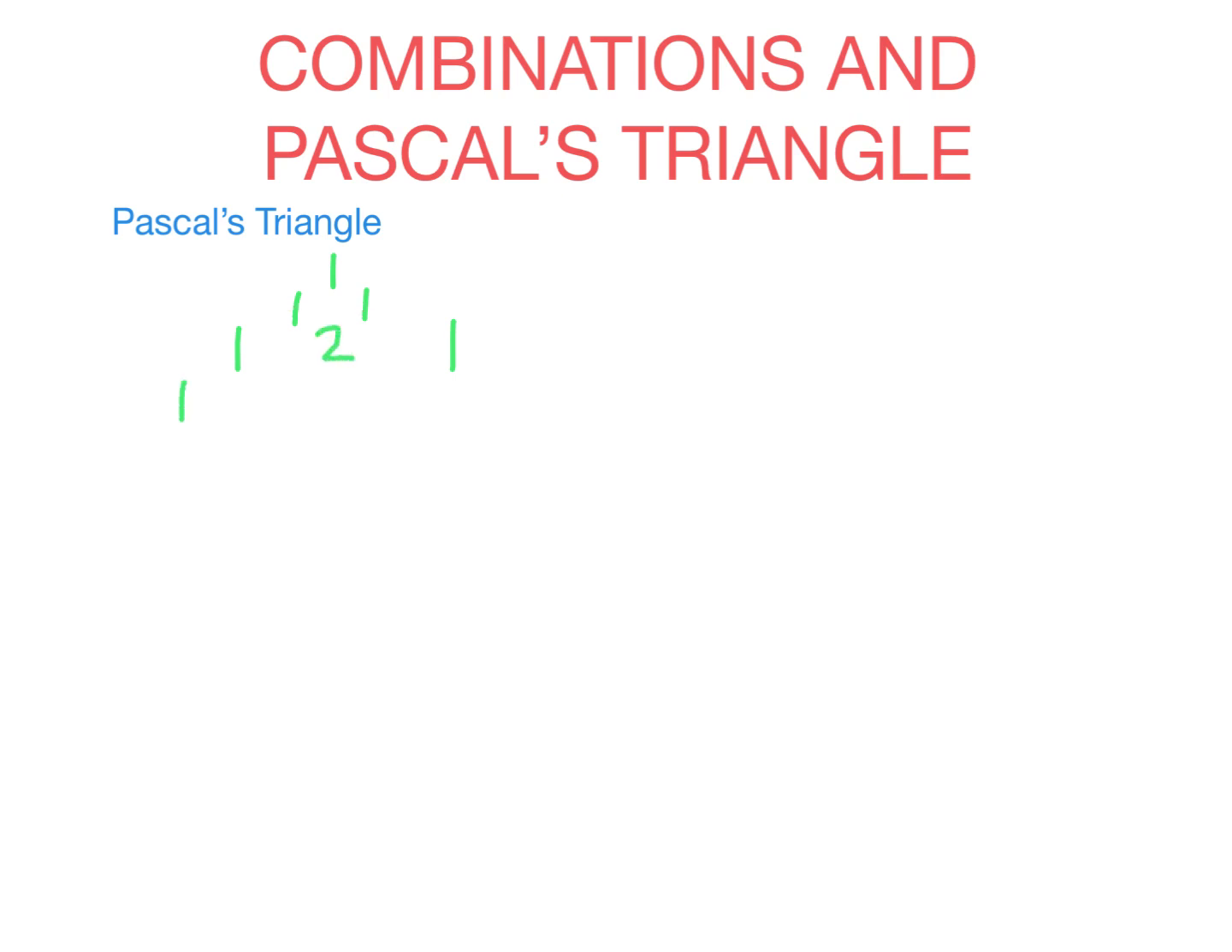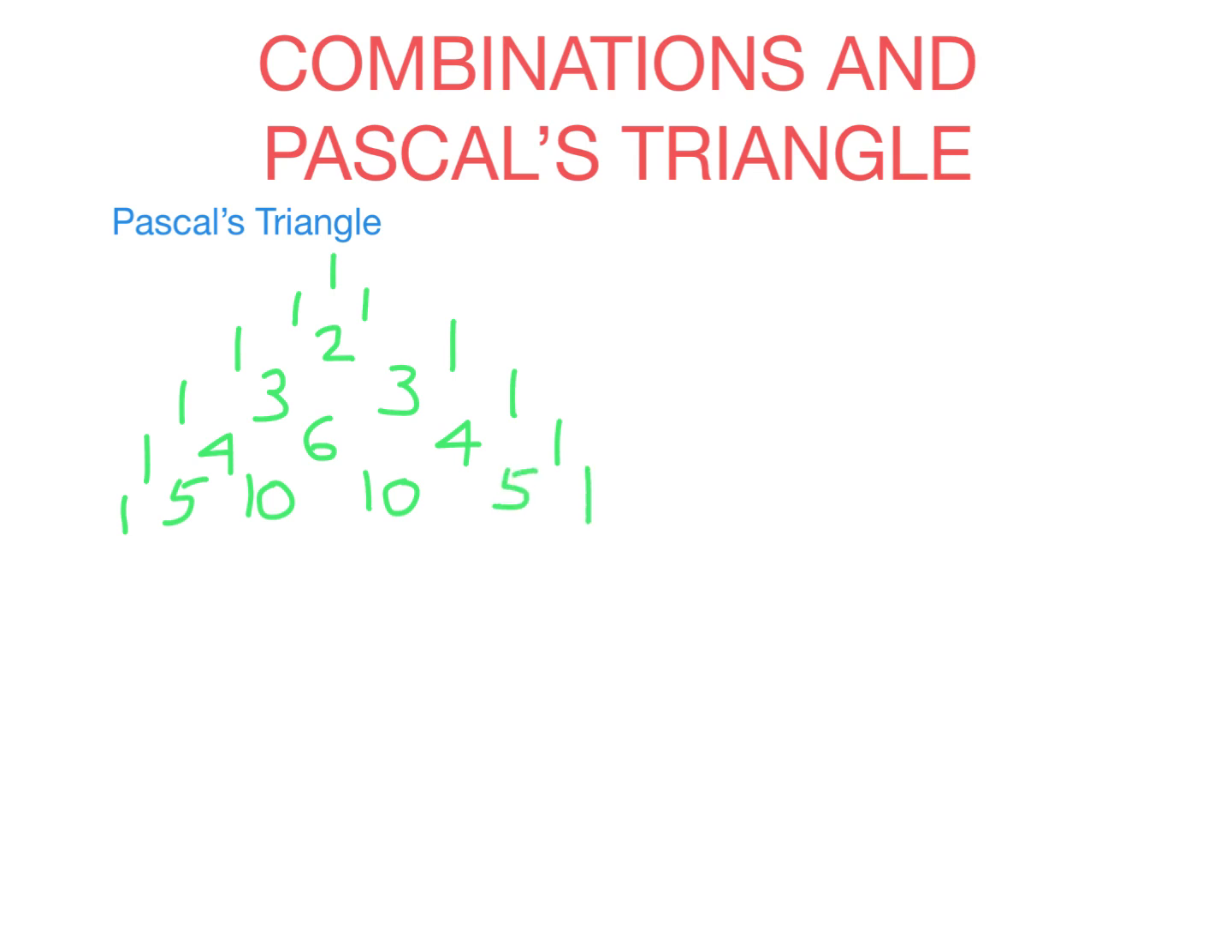For the next row, start with a 1. 1 plus 2 is 3. 2 plus 1 is 3. Always end with a 1. Next row will be 1, 1 plus 3, 3 plus 3, 3 plus 1. Always end with a 1. So for the next row, start with a 1. 1 plus 4, 4 plus 6, 6 plus 4, 4 plus 1 and end with a 1. So this can go infinitely long.